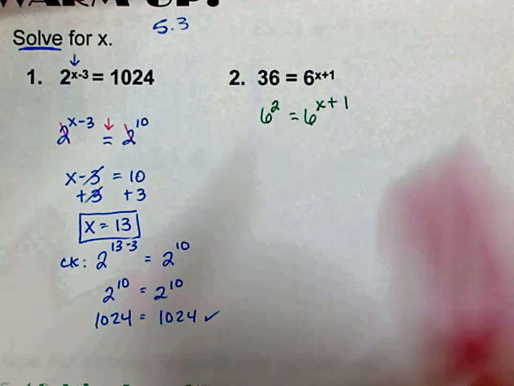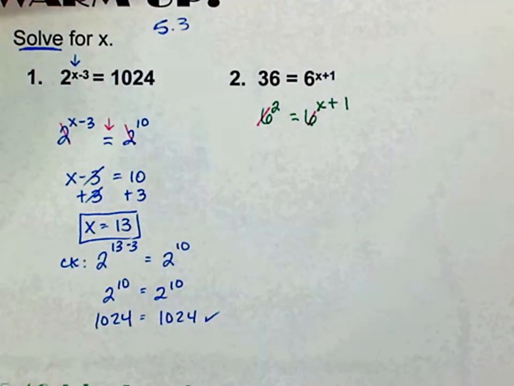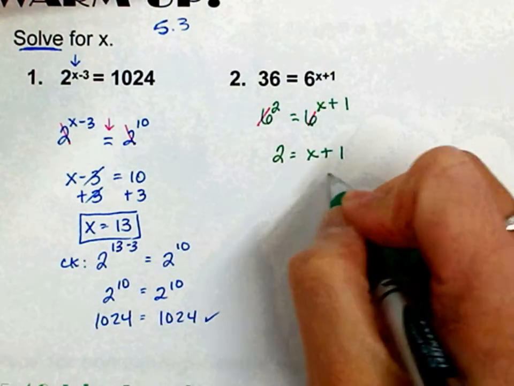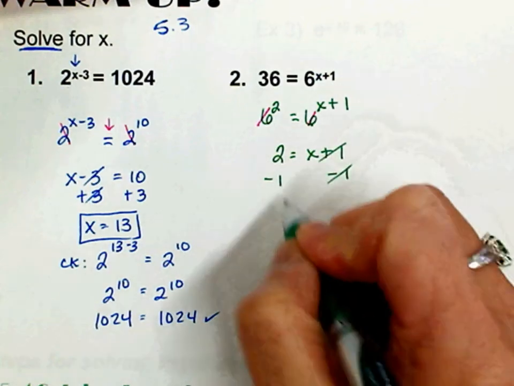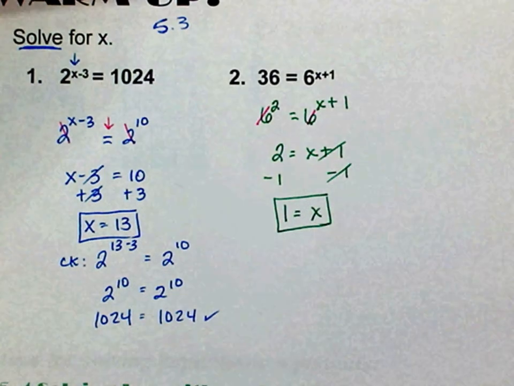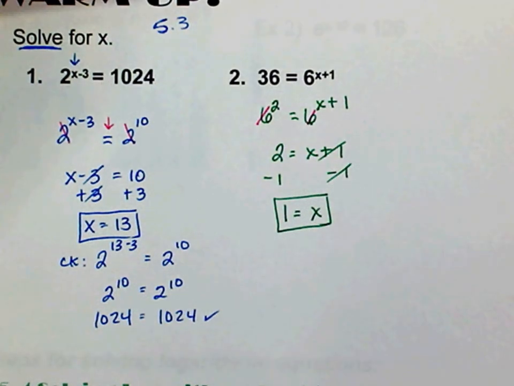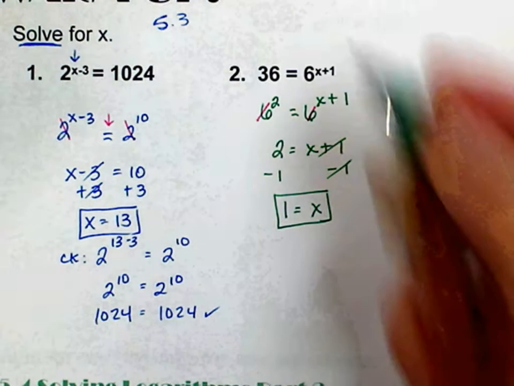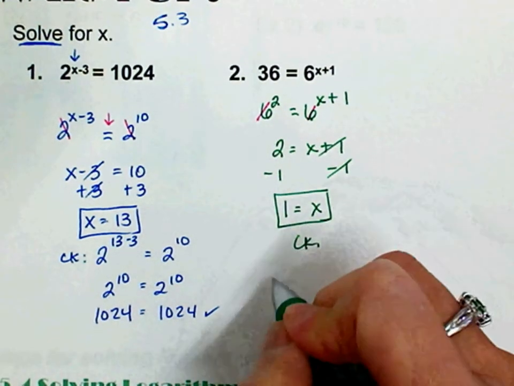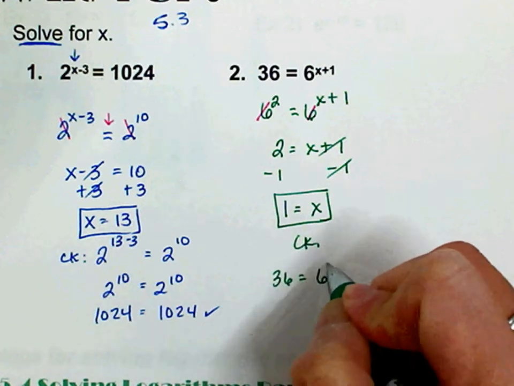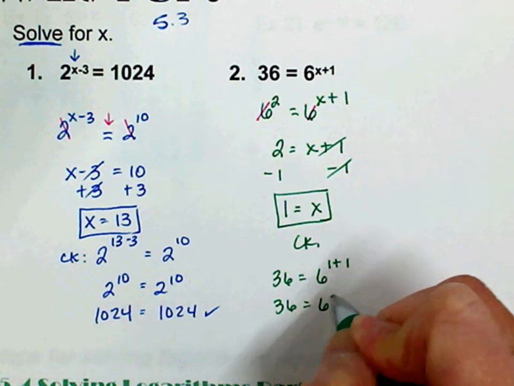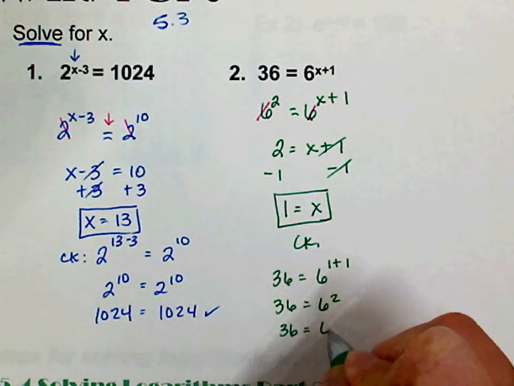I have the same base. Cancel out the 6. Bring down the exponent because they are equal to each other. Solve for x, minus 1. Minus 1, 2 minus 1 is 1, equals x. And you can plug that in, and you will see how they come out to be 36 and 36. Okay? And there you have your solution. So make sure you always check. 36 equals 6 to the 1 plus 1, which is 6 squared, 36.